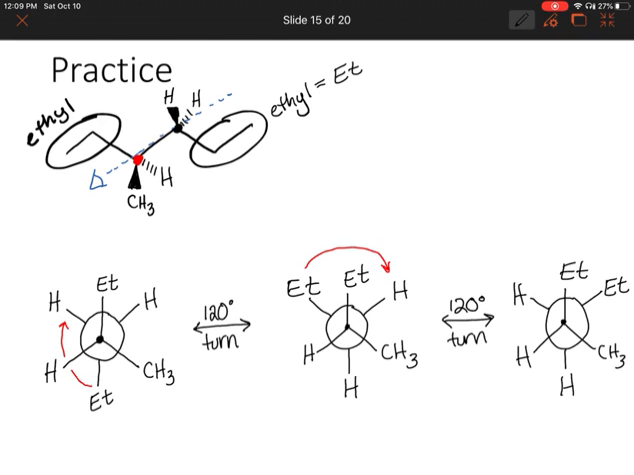So looking at these three staggered conformations, which one is the most stable? And which one is the least stable? So if you want to pause the video and try to determine which one is the most stable and which one is the least stable, feel free, and then when you unpause, we'll go over it together.